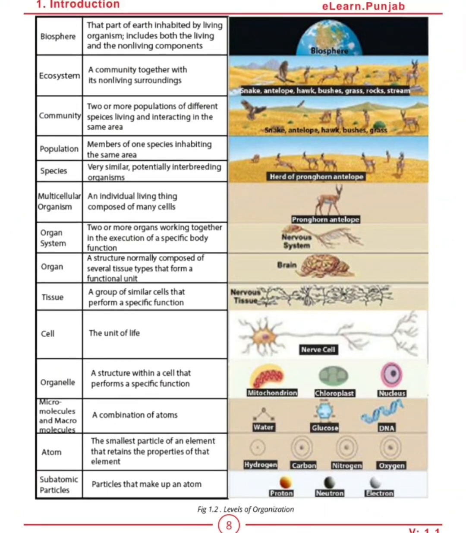Same type of organisms form species. Same type of species form population. Different populations combine to form community. Different communities and the non-living things surrounding are known as ecosystem, and different ecosystems combine to form the biosphere level.